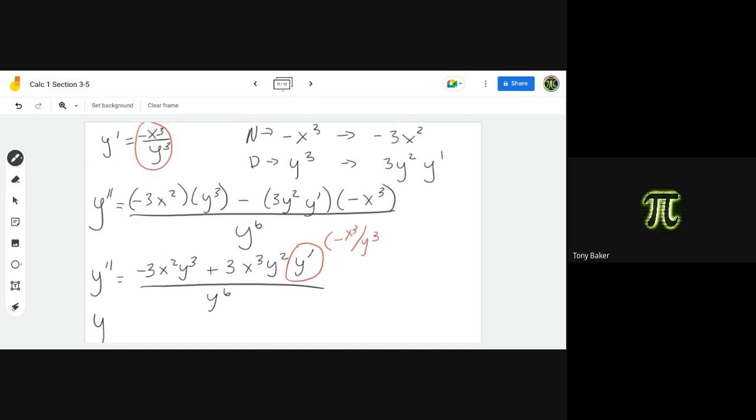So I have negative 3x squared y to the third plus, negative 3x to the sixth, over y to the sixth. Because the x to the third and the x to the third becomes x to the sixth. The y squared divided by y to the third becomes just divided by y, or y to the negative first.